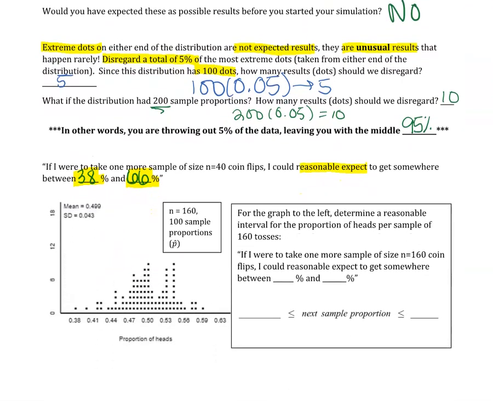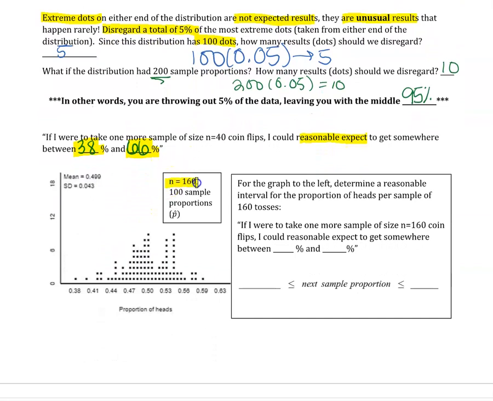So let's say I increase my sample size. So now we're looking at n equals 160. So that means you flipped a coin 160 times, you recorded the number of heads, you figured out the proportion, and you plotted a point. Okay, so this is just the interval of heads per sample of 160 tosses.